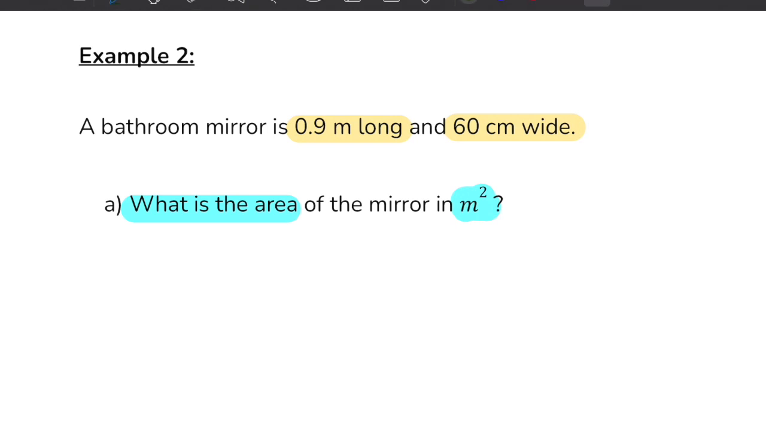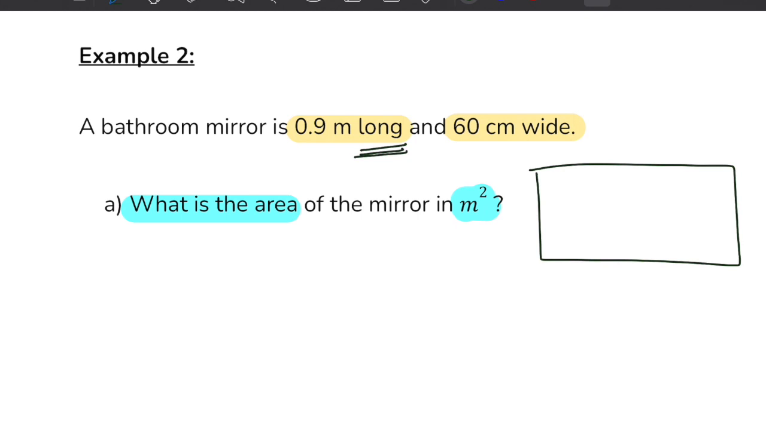So just like before, we need to draw a diagram. We need to be able to visualize what's happening here. So I'm going to draw a rectangular mirror. The length is 0.9 meters and the width is 60 centimeters. Now recall what I said earlier. After you draw your diagram and after you label it, you need to check the units to see if they're the same. One is in meters and one is in centimeters, so we have a problem. We can't calculate the area if the units are different, so one of them will have to change.